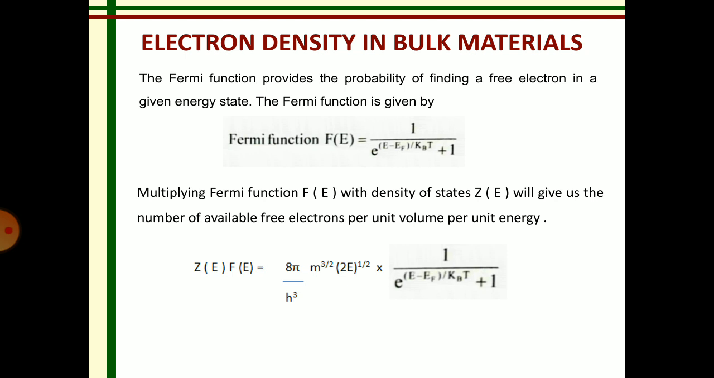That is Z of E f of E is equal to 8 pi divided by h cube into m whole power 3 by 2 into 2E whole power half, then multiplied by the Fermi function 1 by 1 plus e power (E minus Ef) divided by kBT.